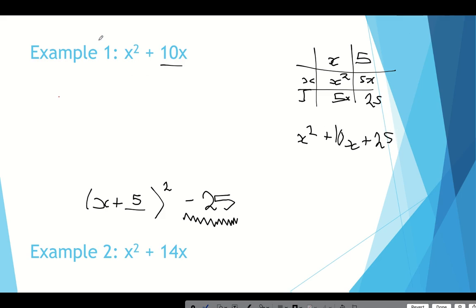Now we need to compare that to the original. X squared, yep, we've got that. 10x, yes, we've got that. However, we've got an additional 25. We don't want that there. So we're going to minus 25.